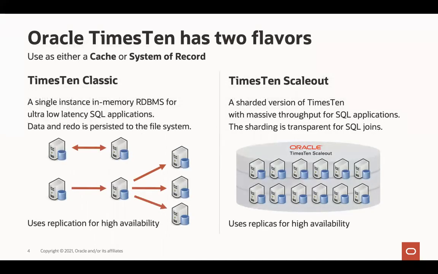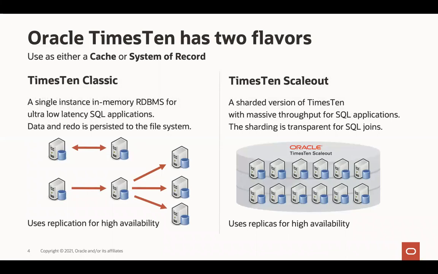So TimesTen In-Memory Database has two flavors. On the left, we have TimesTen Classic. TimesTen is a single instance in-memory relational database designed for ultra-low latency SQL applications. So even though everything's in memory, our ACID transactions are still persisted to the file system. That means we're not going to lose any data or redo if something bad happens. Even though TimesTen Classic is a single instance database, you'll still tend to use it in some form of replication to enable high availability.